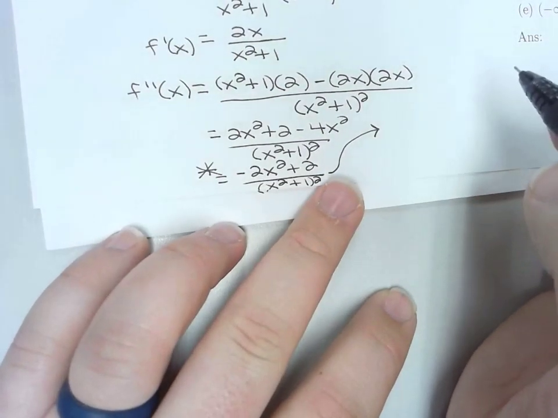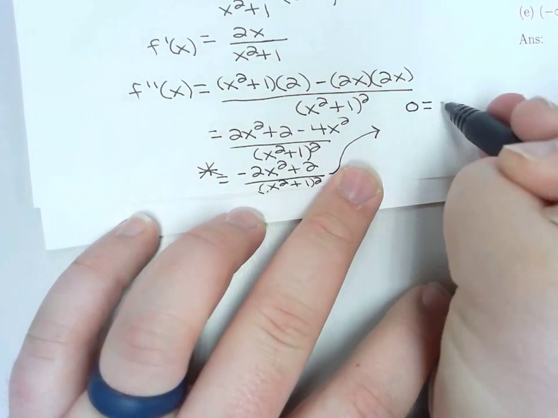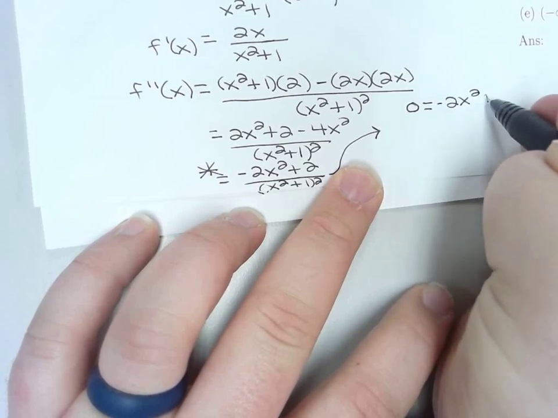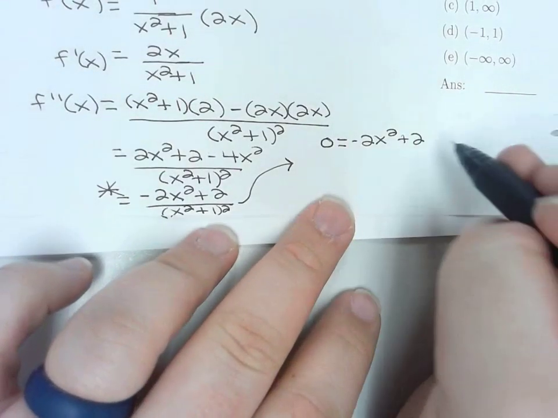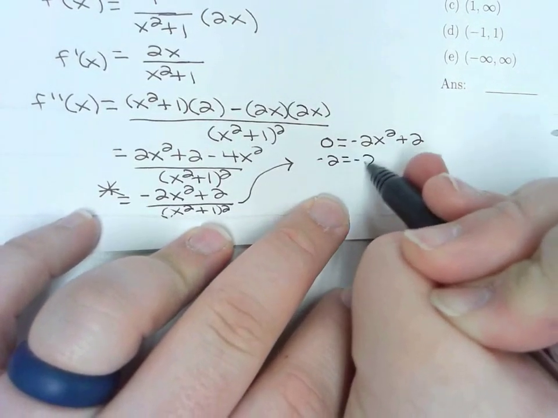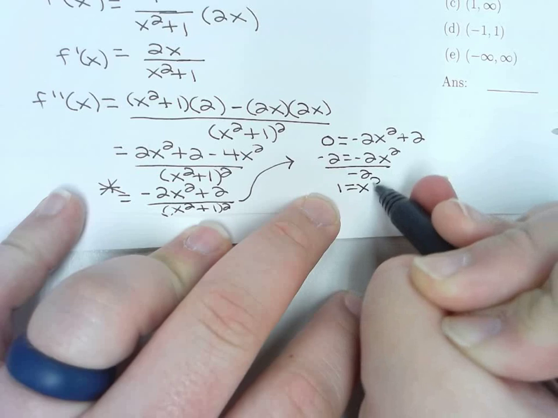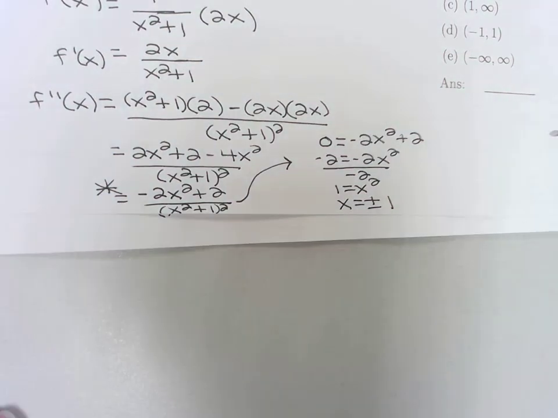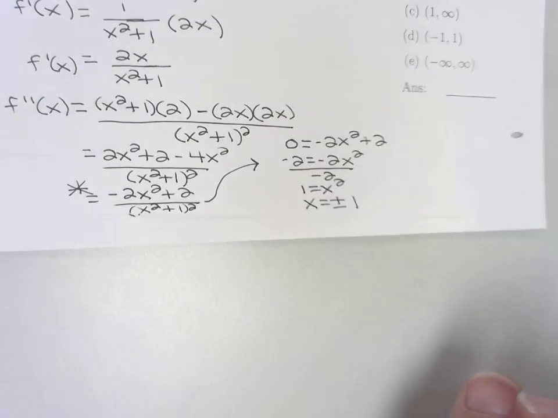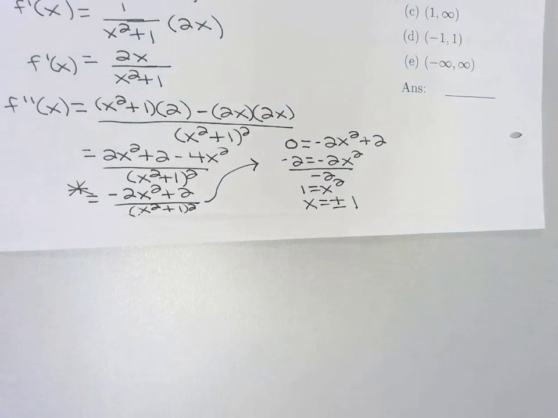So when I'm looking for inflection points, it's where the second derivative is equal to 0 or undefined. So when I take that and set it equal to 0, I'm only worried about the top. Anytime I take a fraction equal to 0, I only worry about where the top is 0. Subtract 2, so negative 2 equals negative 2x squared, divided by negative 2, 1 is x squared. So x is plus or minus 1. Actually, I cannot have negative 1 because it's not part of the domain. Yeah, but you can plug it into negative x so you get a positive number back.